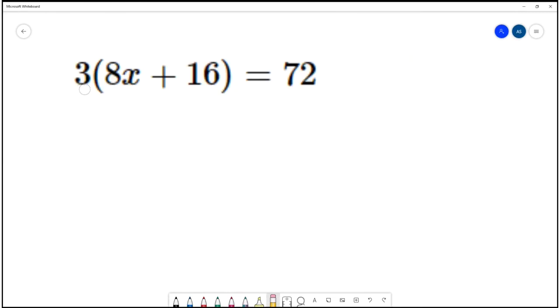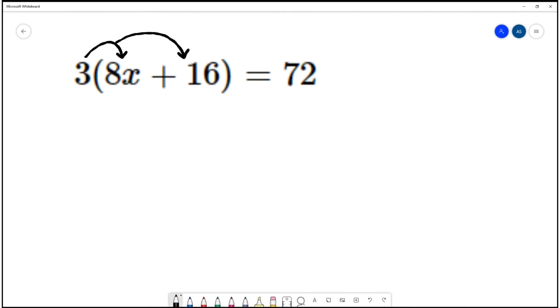On this question, I want to solve the equation 3 times 8x plus 16 equals 72. When we solve an equation, we want to make each side as simple as we can make it before we start moving terms from one side to the other or solving for x. So we want this left-hand side to be as simple as possible by removing parentheses. So we'll use the distributive property, distributing this 3 to both terms.